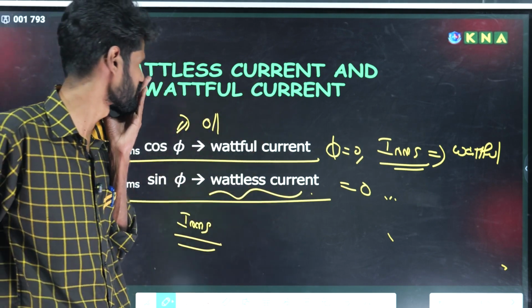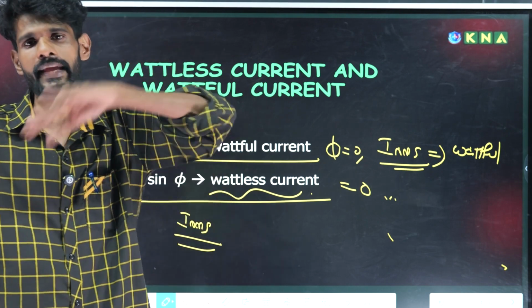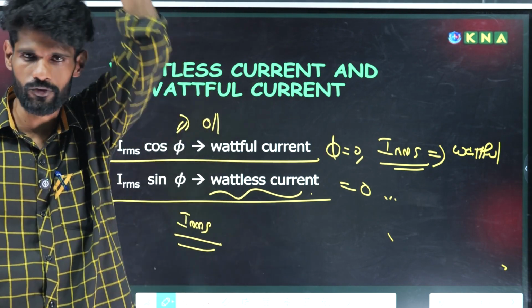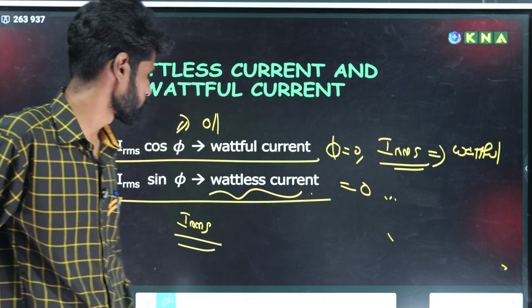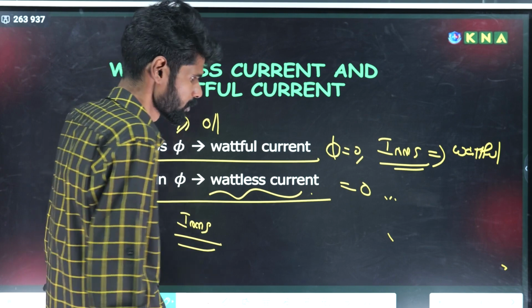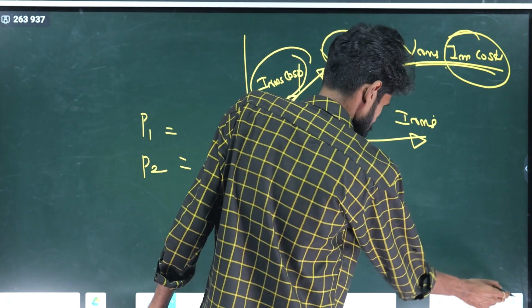You don't need to consider the vector diagram. Just resolve the IRMS along two directions. One is along VRMS and the other is perpendicular to VRMS. So there are two components. IRMS cos phi is wattful current, IRMS sin phi is wattless current.